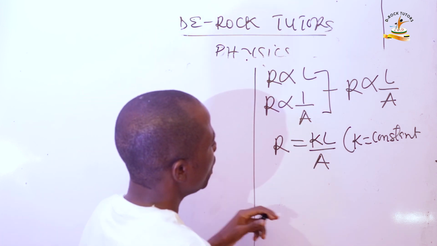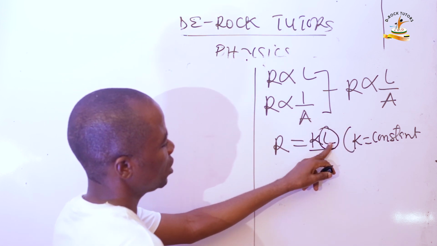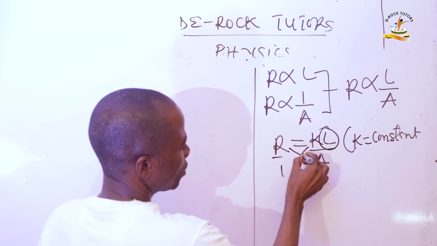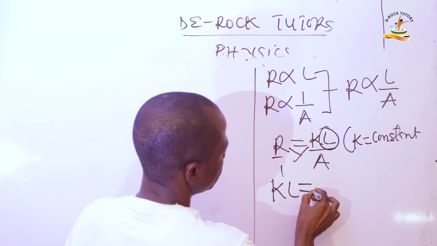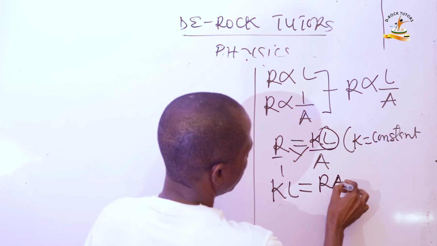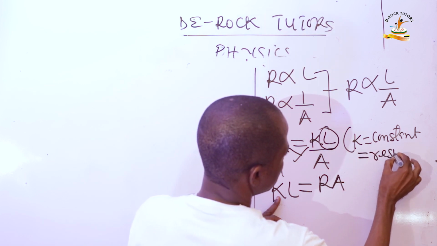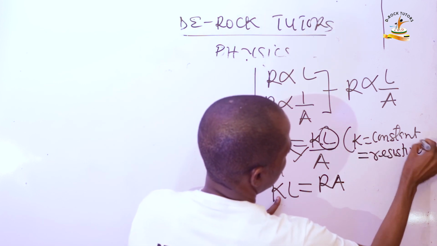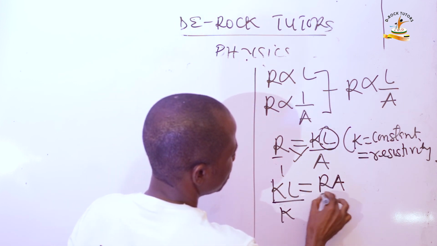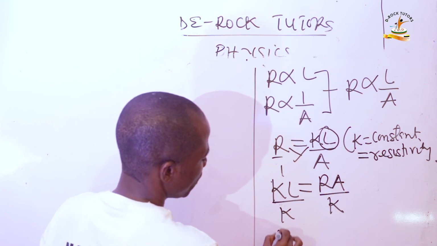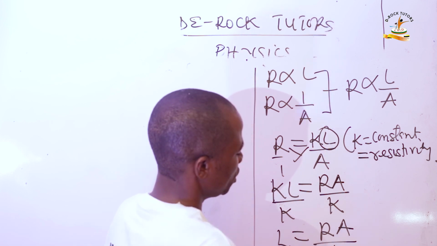So if you want to calculate L, remember that is what we are asked to calculate, we just need to make L the subject of the formula. How do we do that? We cross-multiply, and we now have KL is equal to RA. Don't forget this K, which is a constant, is resistivity. So if you divide both sides by K, the resistivity, then we have L is equal to RA all over K, which is the resistivity.